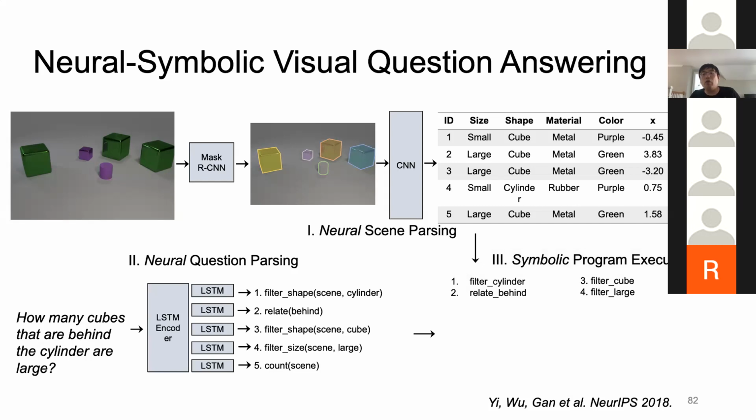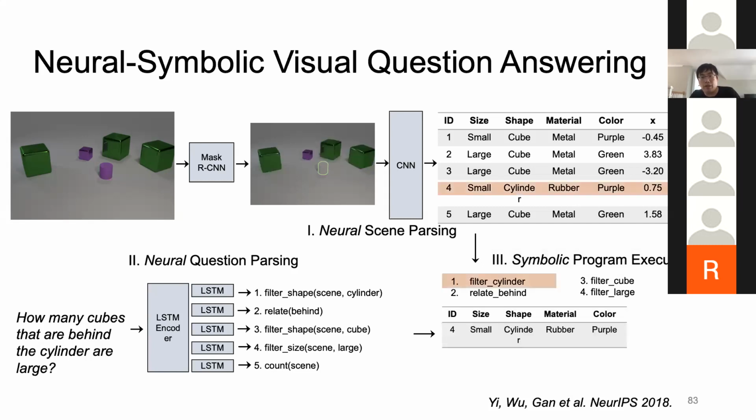Then the model will perform logical reasoning via a symbolic program executor. That is, the executor implements the logic of the program and runs it on the scene representation. For example, the scene representation is sent to the first module, filter shape cylinder, which will output all the cylinders from the scene.